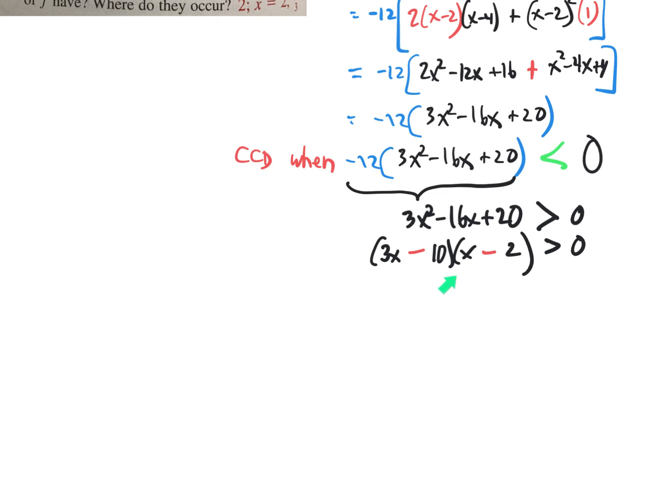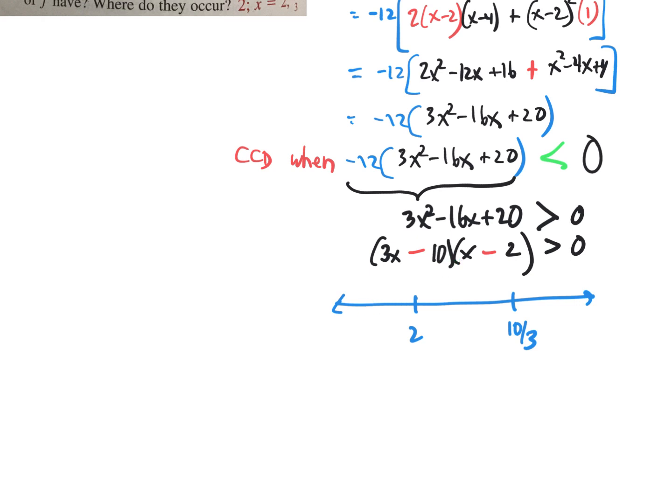Let's get a number line and find these critical values. This is equal to 0 when x is 10/3, or about 3 1/3, or when x is 2. And so these regions will have uniform signs. When x is less than 2, for example, what if x is 0? Then we'll have a negative times a negative, which is a positive.